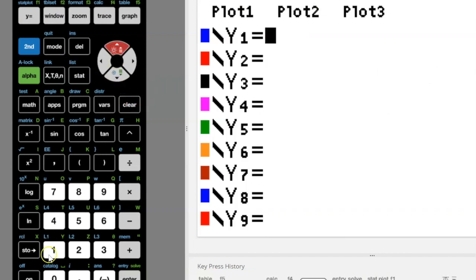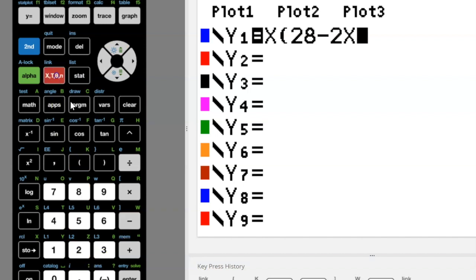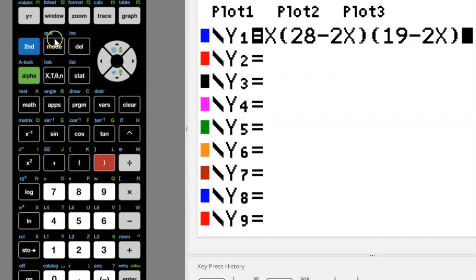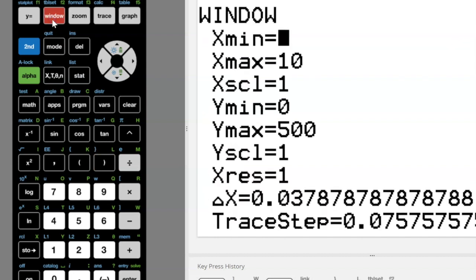and let's go up to something in which we could now say, okay, we had x, 28 minus 2x, and 19 minus 2x. So if you have something like that, and you want to think about what a reasonable window would be, we could go back to window, and we know that x is representing the length of the cut of the box. It's also representing the height. So we know we're not going to have a negative dimension, so we can make it 0. And you could make the x max 10.